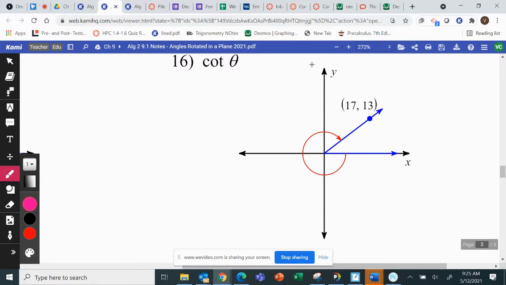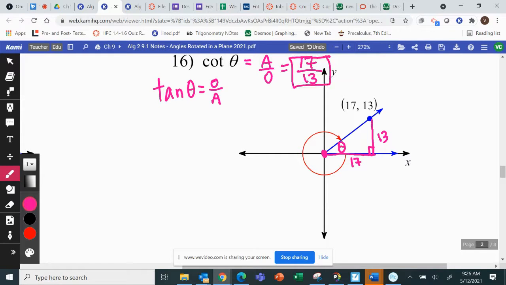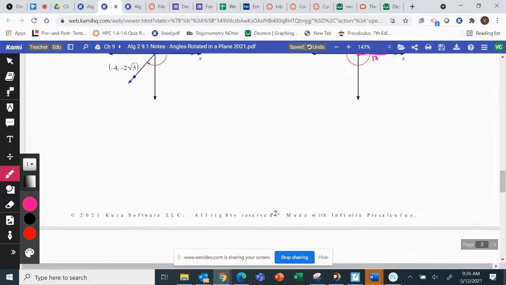So they've given us the terminal side at 17, 13. So I'm going to start at 0, 0. I'm going to go to the right 17 and up 13. So to do cotangent, I have to know what tangent is. We just went over tangent theta is opposite over adjacent. So cotangent theta has to be, Ryan? Adjacent over opposite. So, oh, I forgot my theta again. The theta connects the x-axis and the terminal side. So adjacent to theta is which number? Anybody? Say it louder. 17. And opposite of theta is 13. Thanks. Okay. So our answer is 17 over 13.